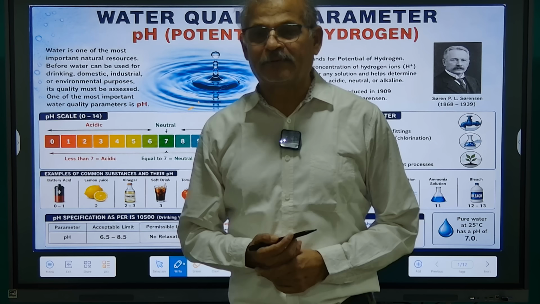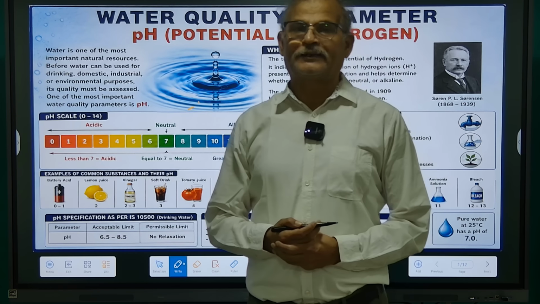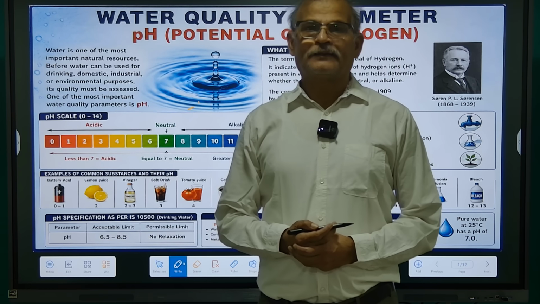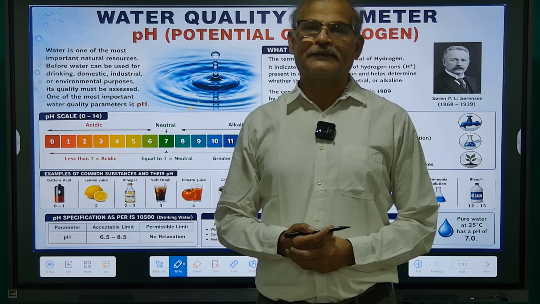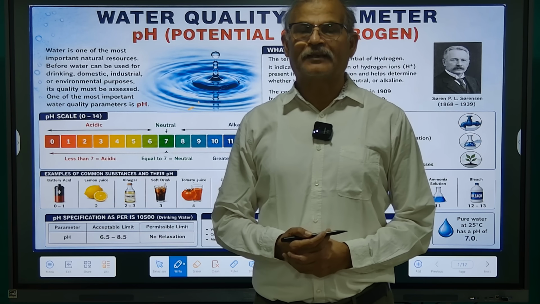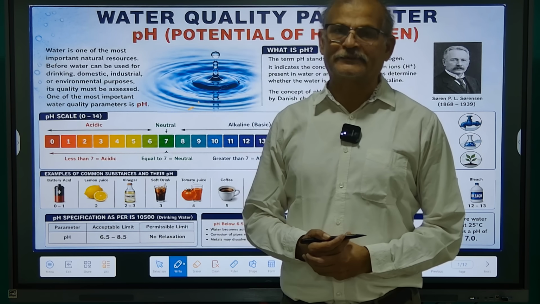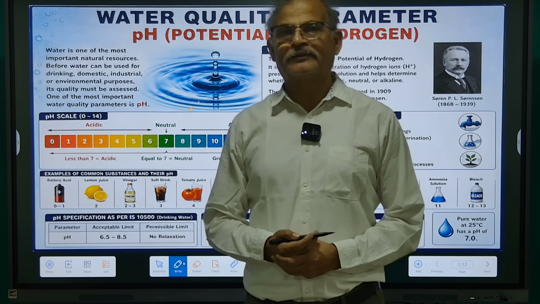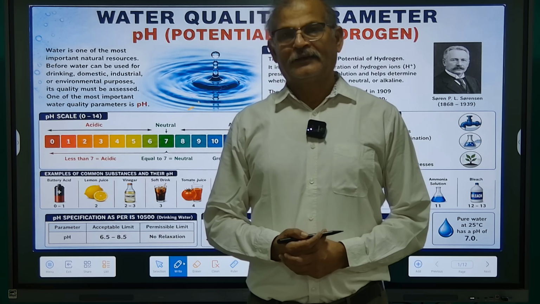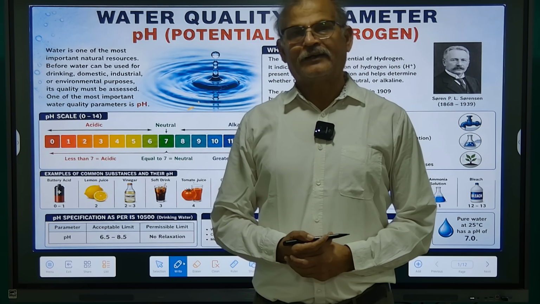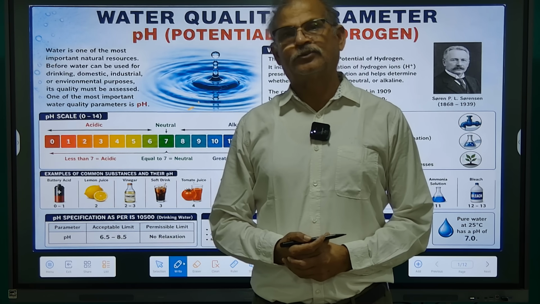Today in this session we will be studying the water quality parameter pH, that is, potential of hydrogen. It indicates the concentration of hydrogen ions in water or a solution. It helps to determine whether water or a solution is neutral, acidic or alkaline. It is measured on the 0 to 14 scale.